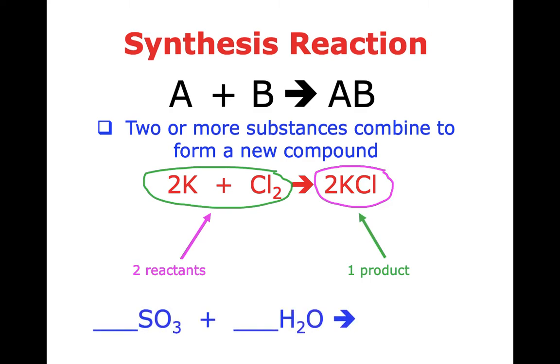Here is another example. Sulfur trioxide and water combining to form sulfuric acid. You will have your 2 reactants and one product. Please note that this reaction is not balanced. Please take a moment and balance that.